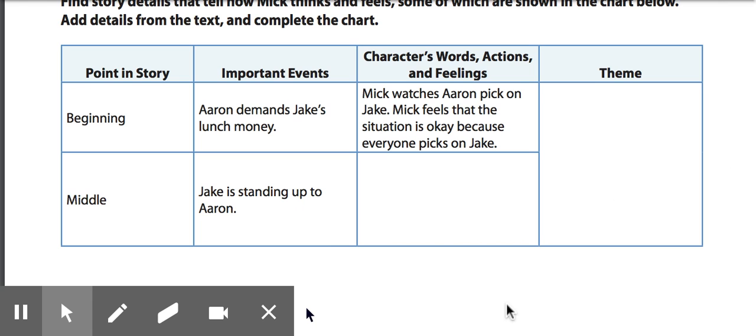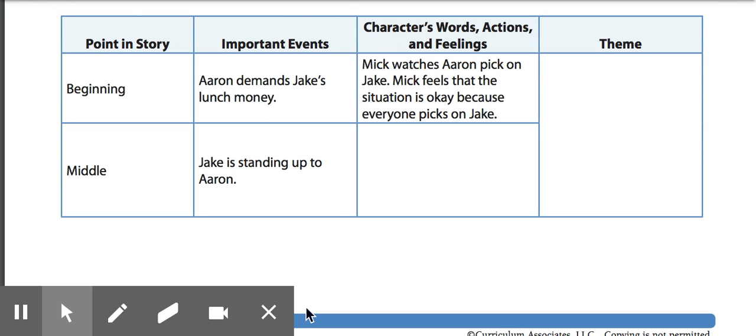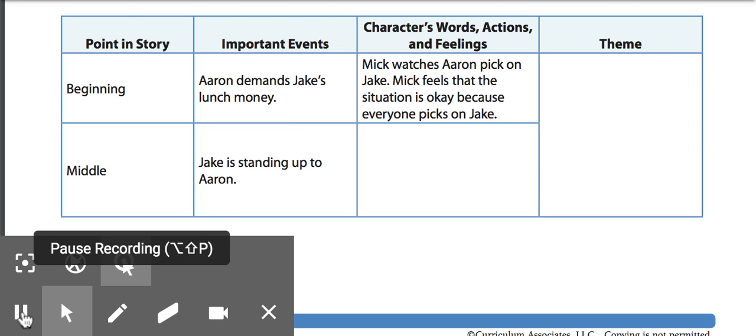At the beginning, we already said that Mikey watches Aaron demand lunch money from another student, Jack. Mike is relieved, though, because Aaron isn't picking on him. Mike justifies his lack of action by reasoning that everyone picks on Jack, right? So, just based on the event that happened, we're trying to determine the theme, right? We also said that in the middle of the story, which is the last paragraph on the page, Jack stands up to Aaron. Mikey watches as Aaron jabs Jack in the chest, but Mikey still doesn't do anything.